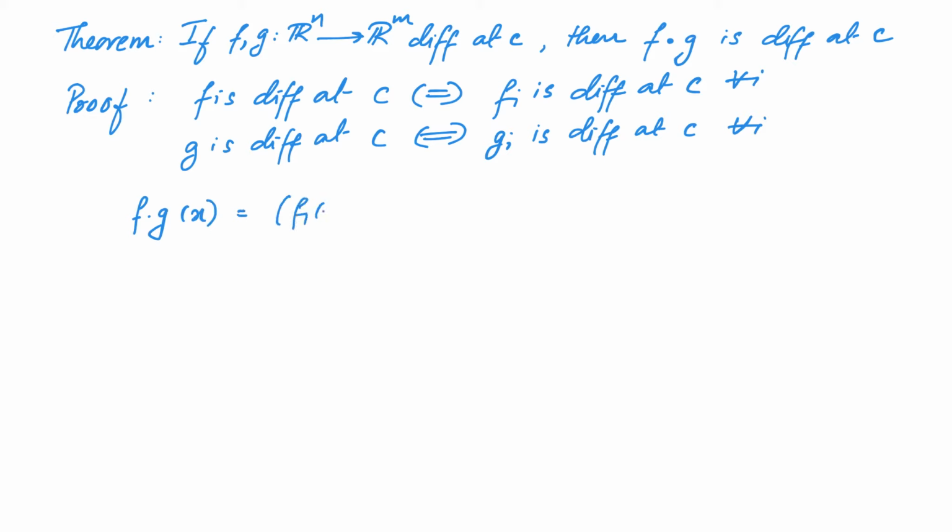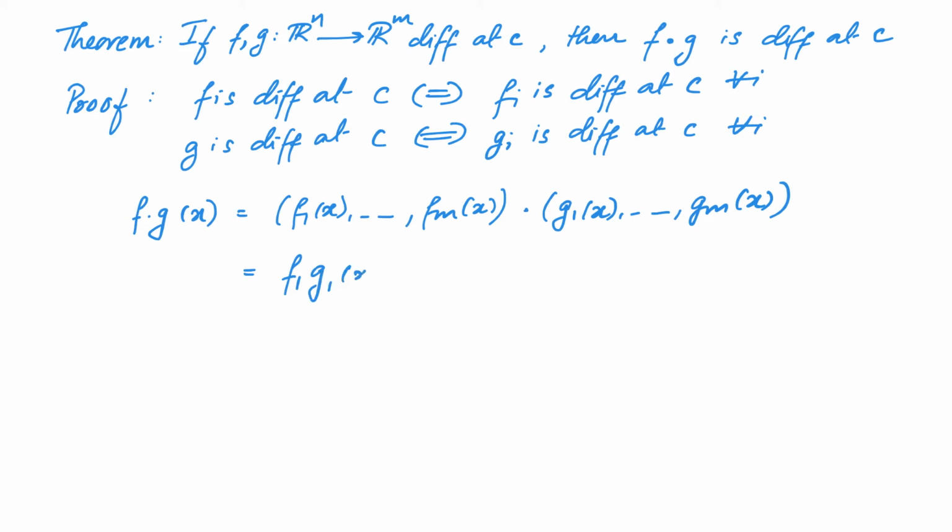Now, let us try to understand what f dot g is. F dot g of x, as we defined, is f of x dot g of x, which is equal to f1 of x, f2 of x, etc. up to fm of x, dot g1 of x, g2 of x, etc. up to gm of x. Therefore, its dot product will be equal to f1 of x into g1 of x plus f2 of x into g2 of x plus etc. up to fm of x into gm of x.